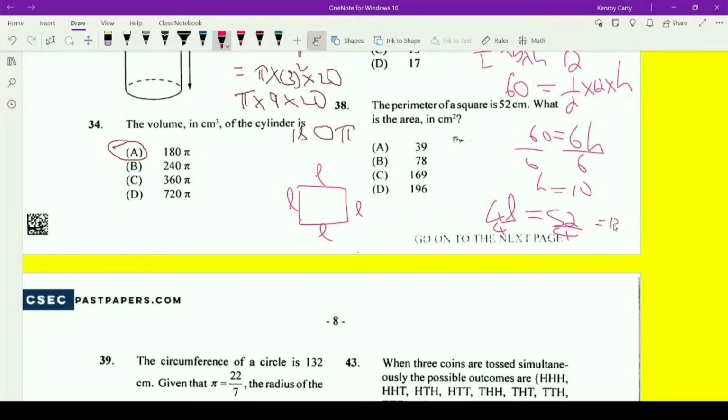Now 4 into 52 goes 13 times. So the area of a square, of course, is length times length, or length squared. So length times length, which would be 13 times 13, which turns out to be 169. So my answer is C, as in 169.